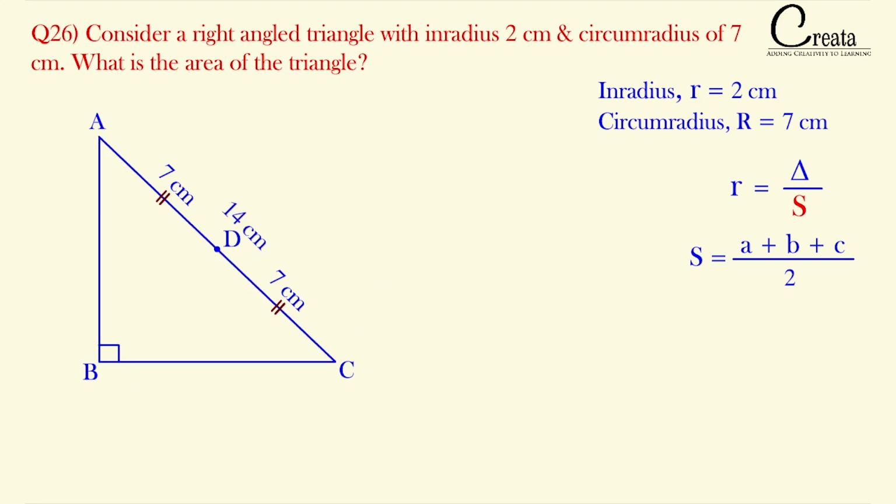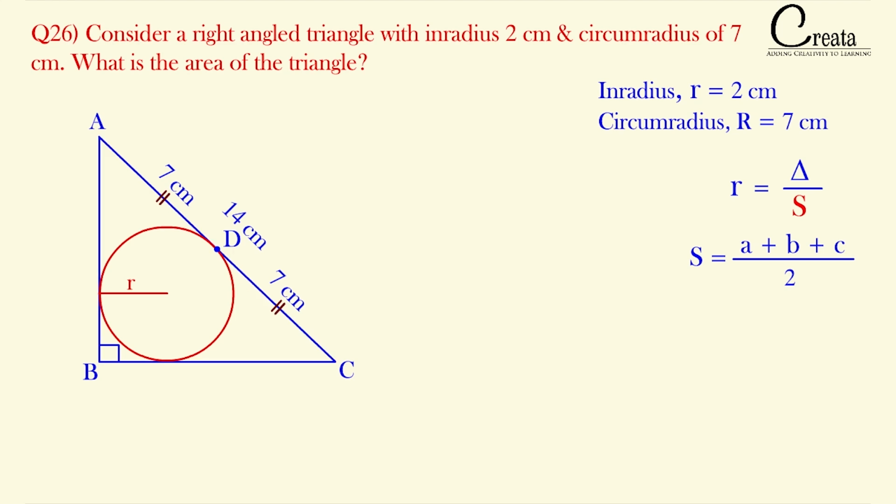Let's proceed. Let's draw incircle for this triangle. We know incircle is a circle which is touching the three sides of the triangle. This is incircle and this is inradius. Further, we know the property of the incircle, that is the sides of the triangle act as tangent to the incircle. So these three sides of the triangle are acting as a tangent to this incircle.